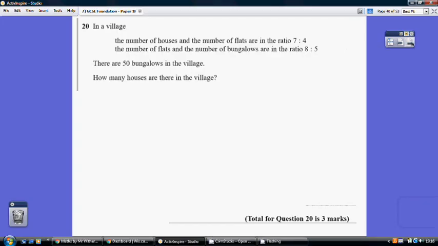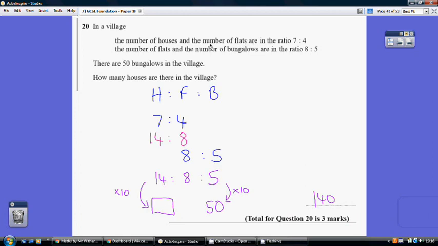Question 20. The ratio of houses to flats is 7:4, and flats to bungalows is 8:5. To create a ratio across all three, I need the common number in the middle. What am I going to do to this 7:4? In order to bring it in line with the 8 flats here, I'm going to double both of these. So the equivalent ratio is 14:8.